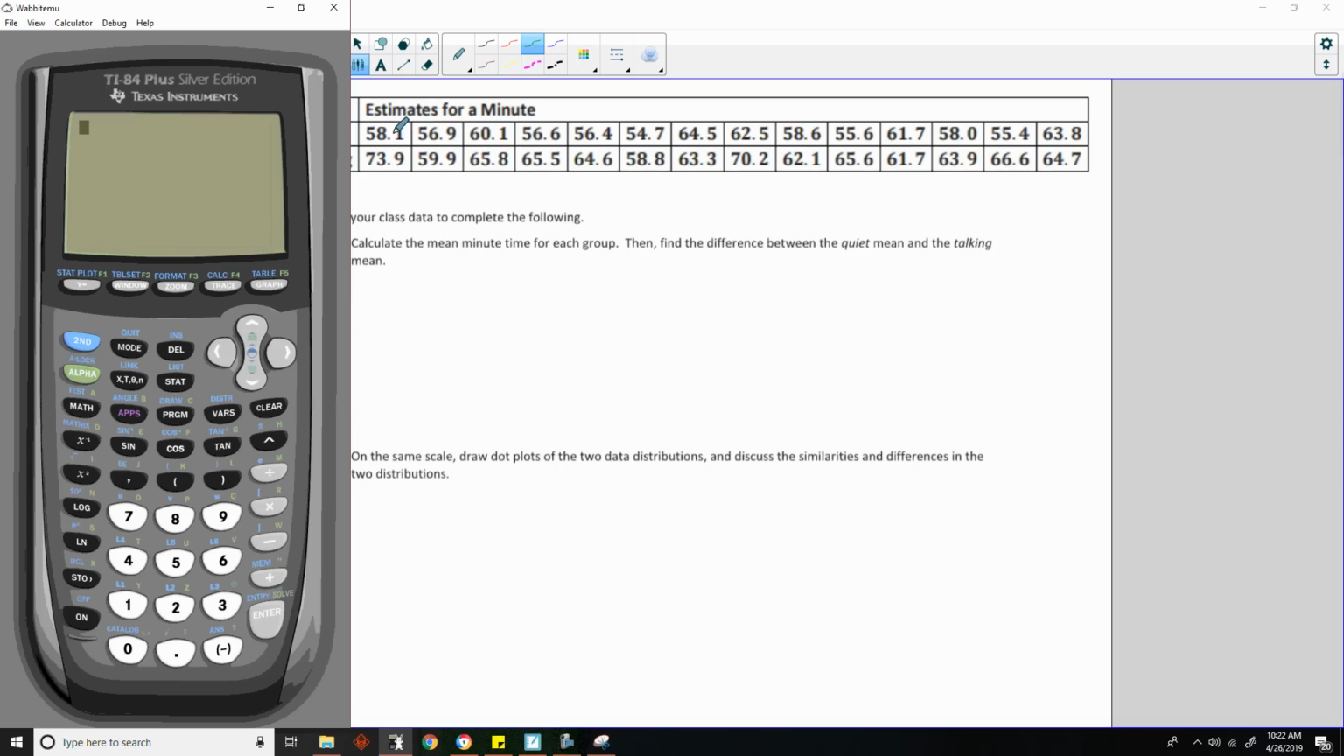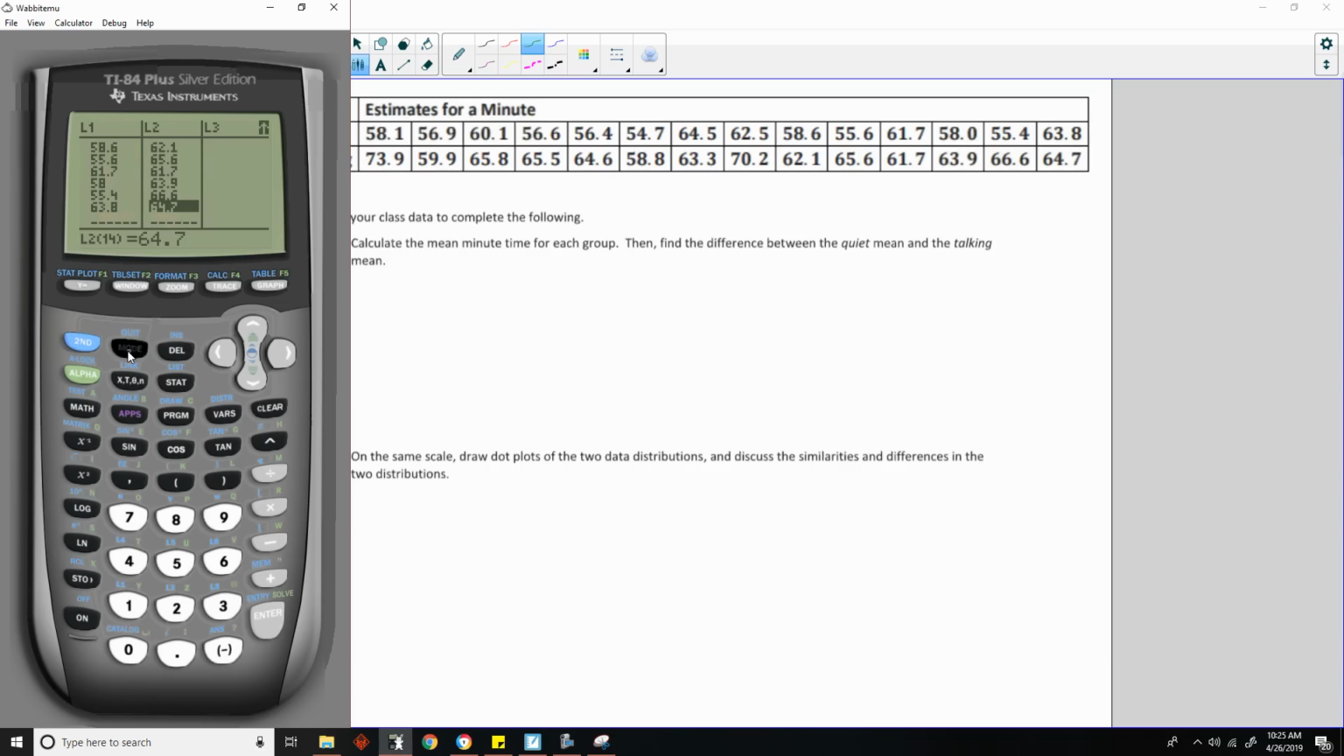So 58.1 is my first. So what I would do is I'd go into stat, and I'd hit enter because we're already at edit. And I want to enter my data in L1. So it'd be 58.1, enter, and then just keep going. But I'm going to pause the video to save time. Okay, so now I've entered all the data. I have 14 items in each column, ending with 64.7 and 63.8, as you can see right here.